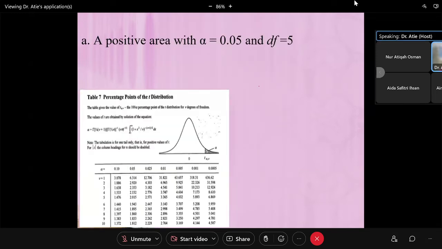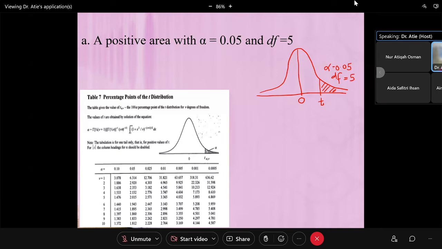Okay, we know that this area right here should be on the positive side, right? So we don't know the value of t, the critical value. That's what we are looking for. So we know here the alpha for this area is 0.05 and df is equal to 5.